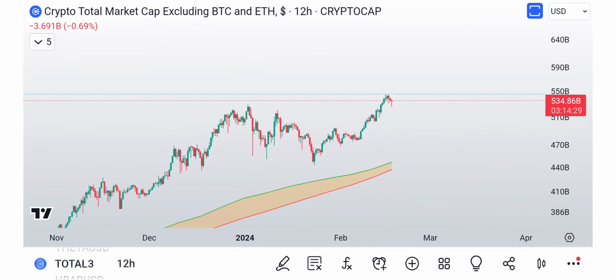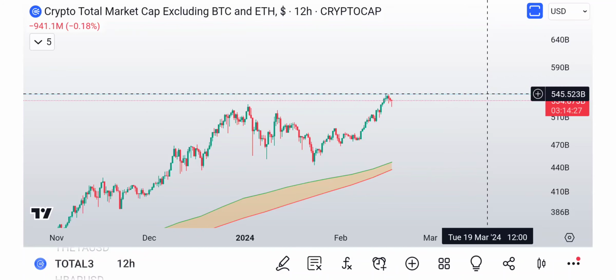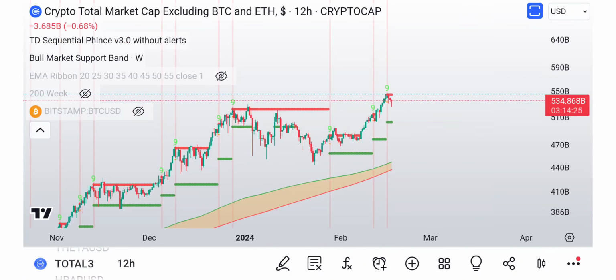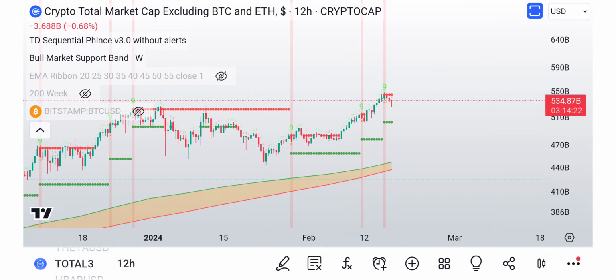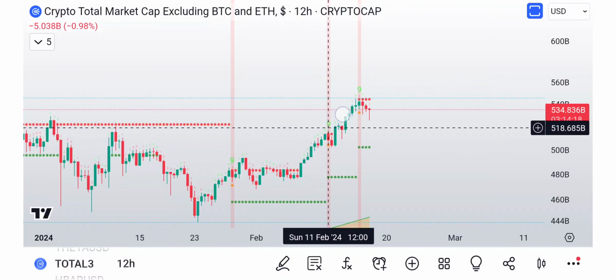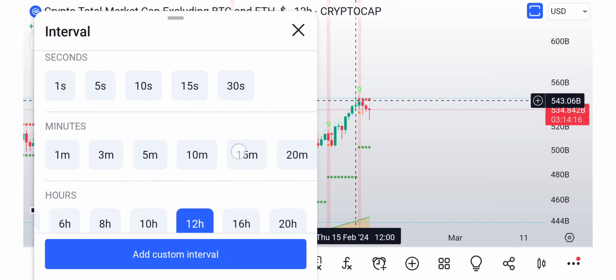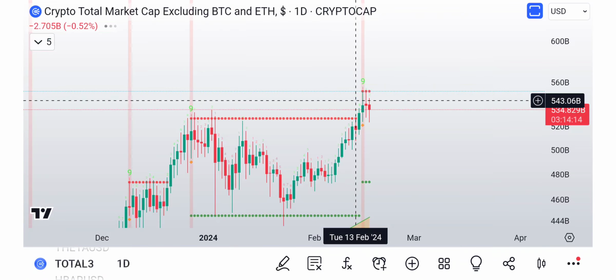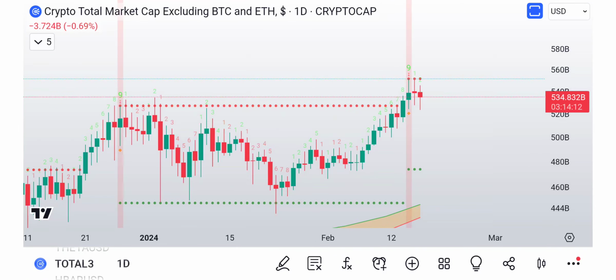I mean, looking at total 3, it looks like it needs a pullback. Yep, there's the 9 right there. So you could see we had 1, 2, 3. This is the 12-hour chart. Let's see what the daily chart looks like. Yep, you have also a 9 there.